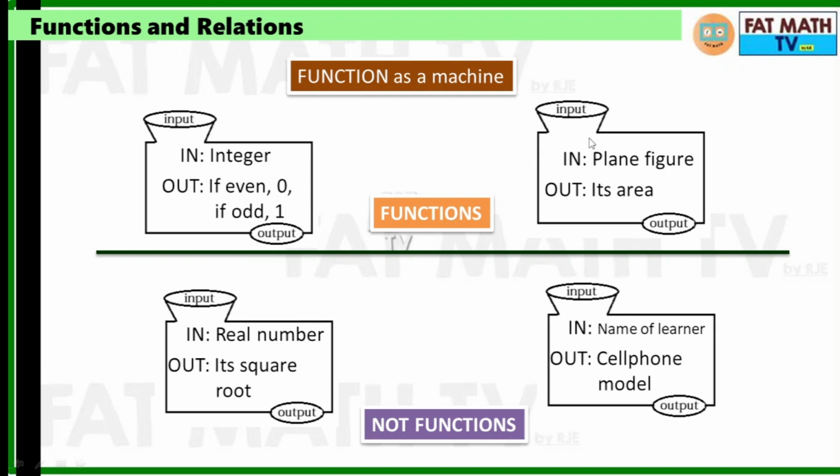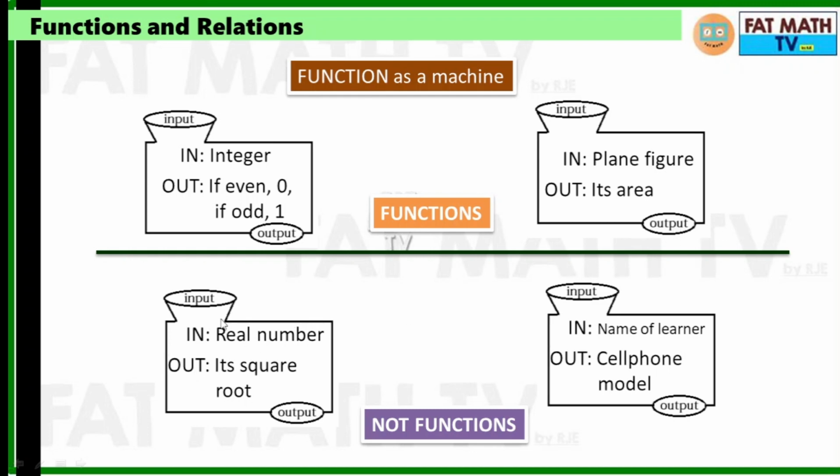Another example, let's say you have a plane figure. You input a plane figure and then your output is going to be its area. Any plane figure will only have one area. So this is a function because no plane figure will have two areas. The area will only be one. So if for your input you will have only one output, then it's going to be a function.